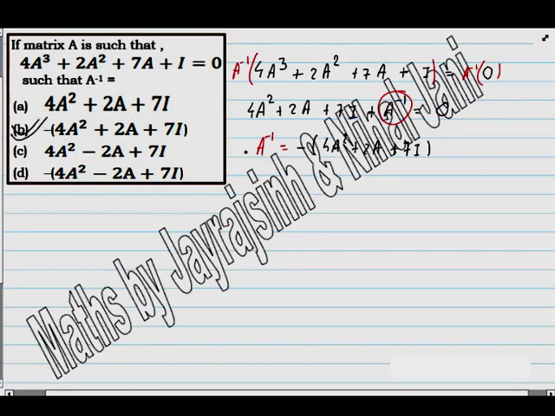Ta-da! So if we have this kind of a characteristic equation, we can find out A inverse using the equation. And for that, we just need A square, matrix A itself, and identity matrix. Okay? So hopefully this information will be helpful in the future.